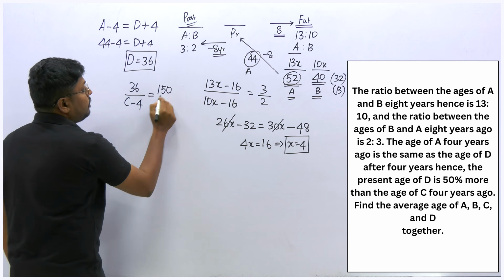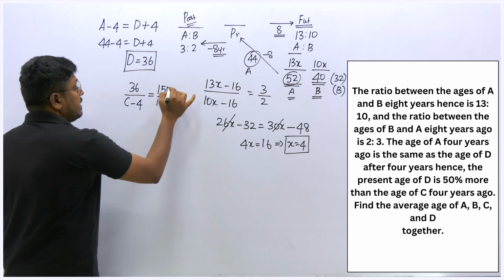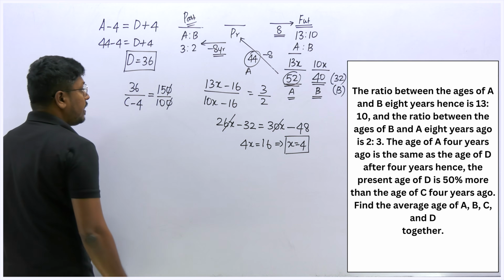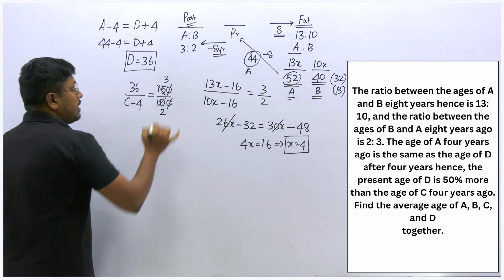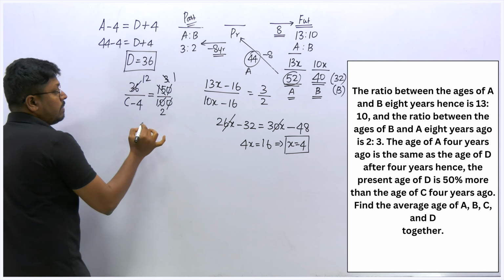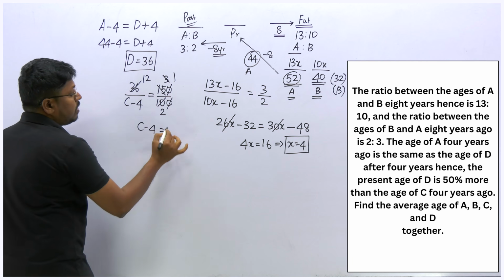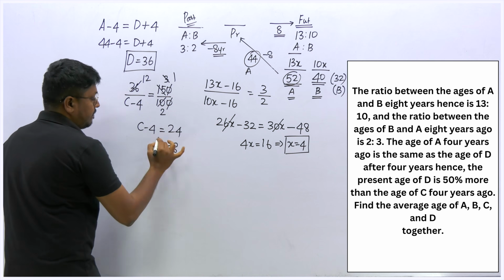That means 150 divided by 100. So now we can cancel the 0, 0 here. And we can cancel it: 5 3s are 15, 5 2s are 10. So 1 3 is 3, 12 3s are 36. So now this will be C minus 4 is equal to 24. So C is equal to 28.